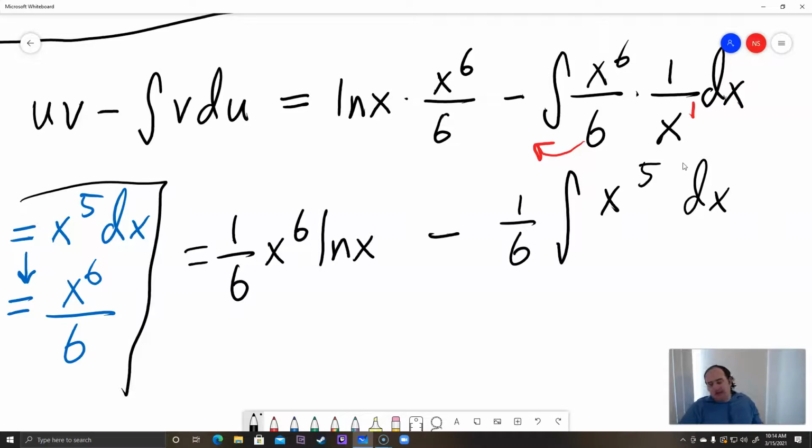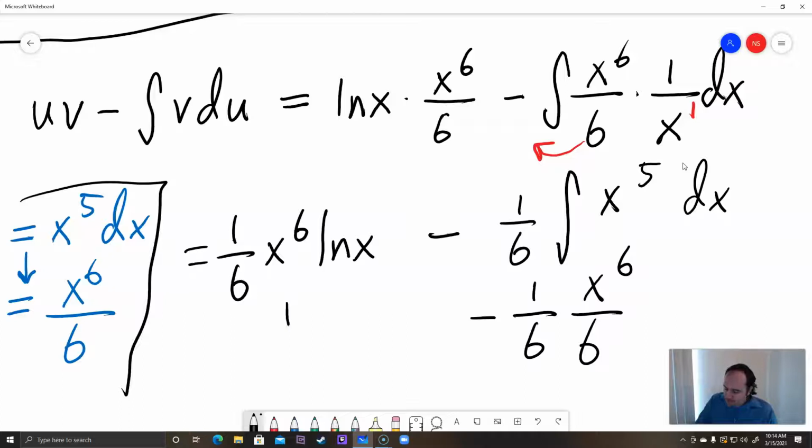And the integral of x to the 5th is, once again, x to the 6th divided by 6. So here we have x to the 6th divided by 6. And then we still have a negative 1/6 out front. And we do not want to write a plus c for this one, because this one was a definite integral.